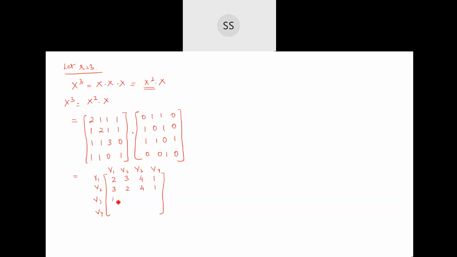If I go wrong, please tell me. Okay, here it is, I think it is 4. Here also we get it as 4. Here we get it as 2 and here we get it as 3. Okay. I'm just doing that multiplication.